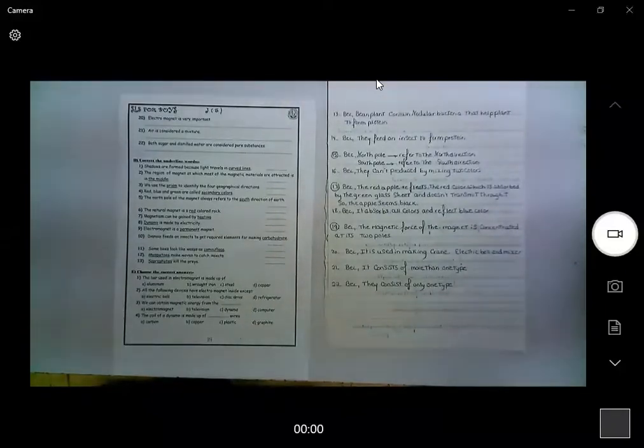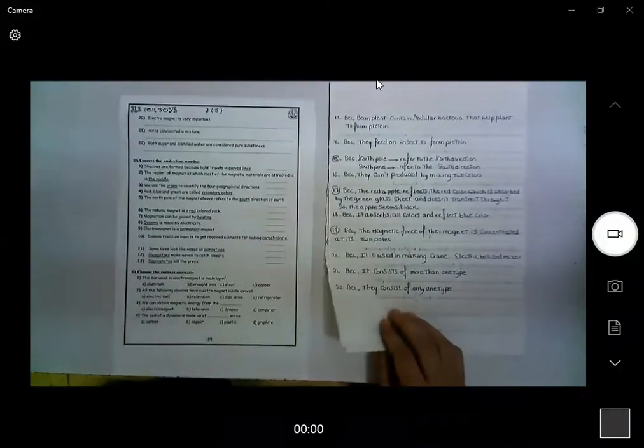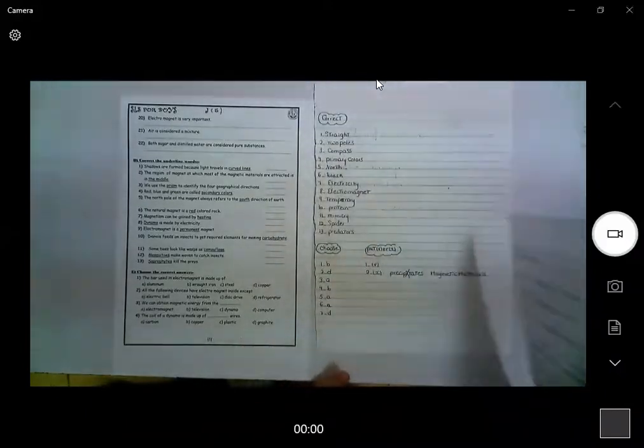Correct the underlined word. Shadows are formed because light travels in a curved line. Curved is a wrong answer. It's a straight line. The region of the magnet at which most of the magnetic material is attracted is in the middle. No, not in the middle, but in the two poles, which are south and north.